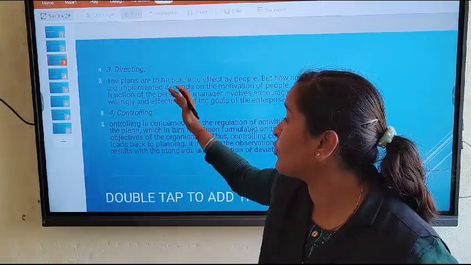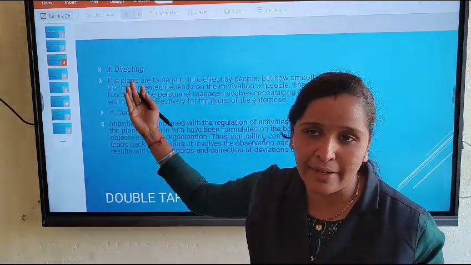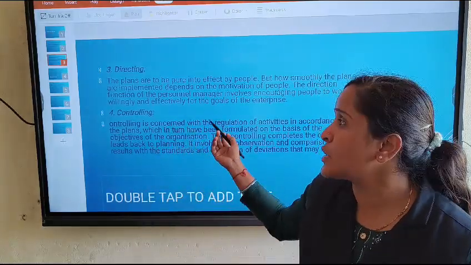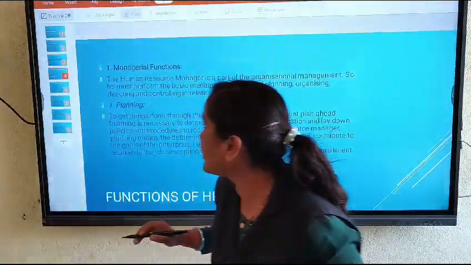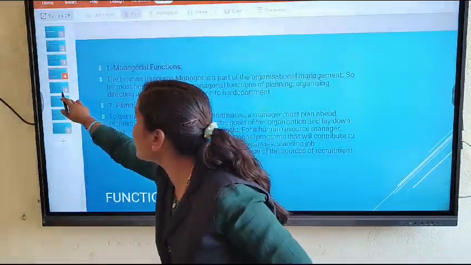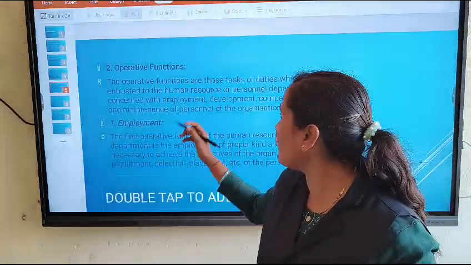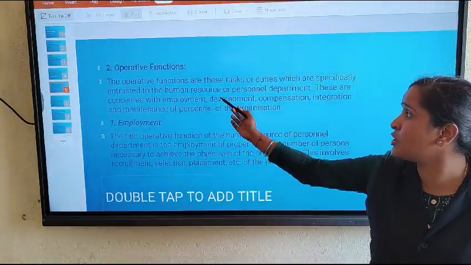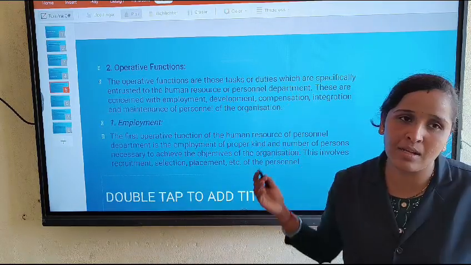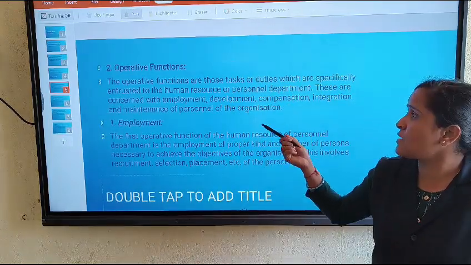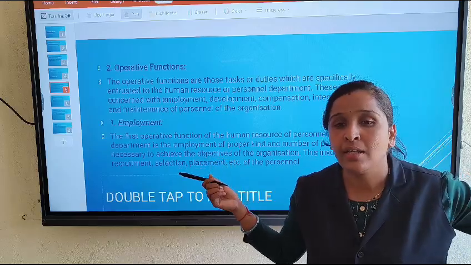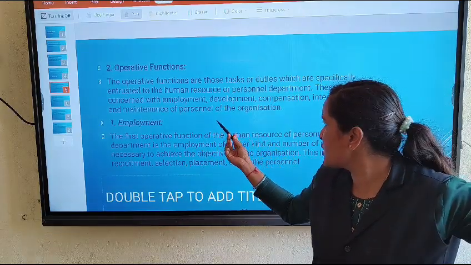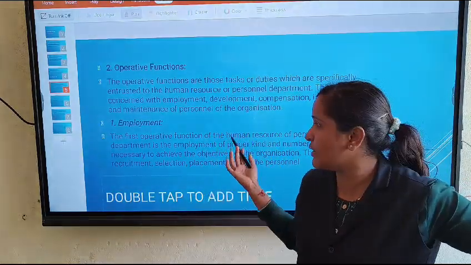Thus the four managerial functions are completed: first planning, second organizing, third directing and last controlling. Second function is the operative function. Operative functions are five types. First is employment. These are tasks and duties specifically introduced in the human resources personnel department, concerned with employment, development, compensation, maintenance and motivation, and integration of the organization.